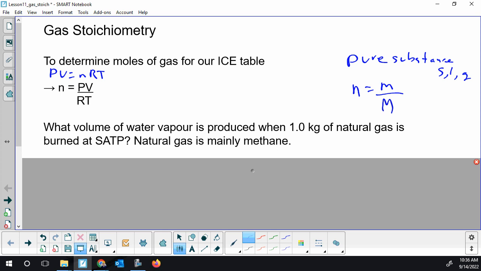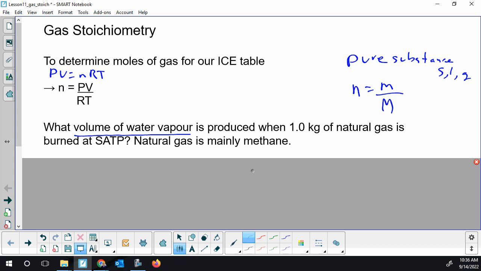So my first question: what volume of water vapor is produced when a kilogram of natural gas is burned at standard ambient temperature and pressure? So this is water vapor. This isn't a liquid volume we're after, it's a gas volume we're after. So that tells us we're going to have to use some gas law relationships.